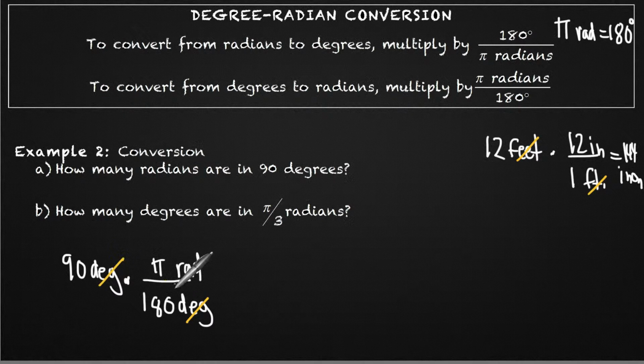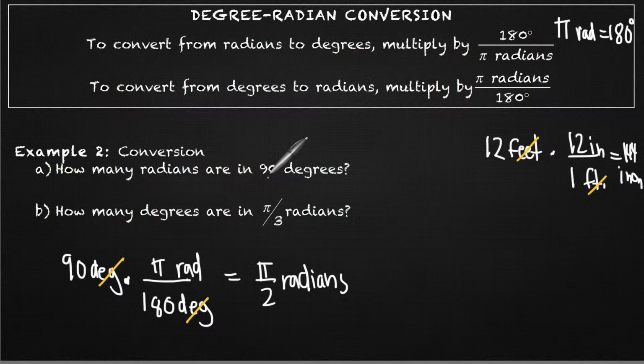Then we cancel our units. Degrees and degrees cancel out. 90 and 180 reduce to 1/2. So this ends up being pi over 2 radians. So now we understand that 90 degrees is the same as pi over 2 radians.